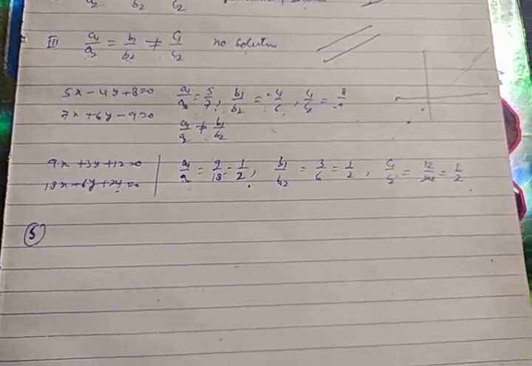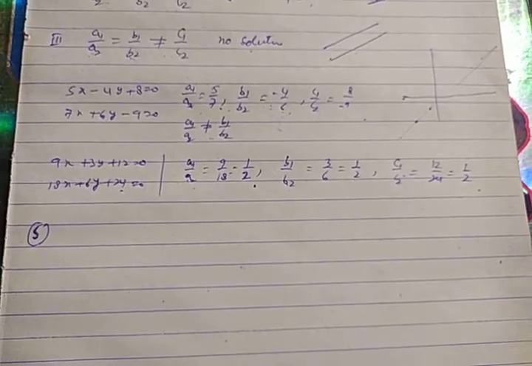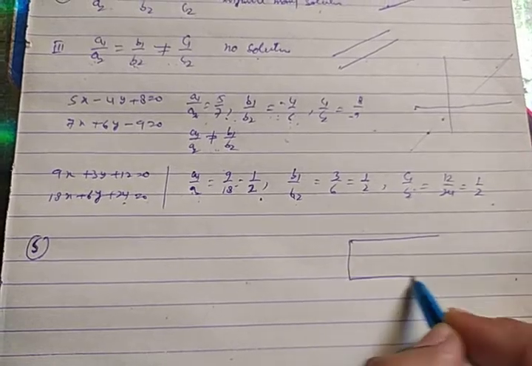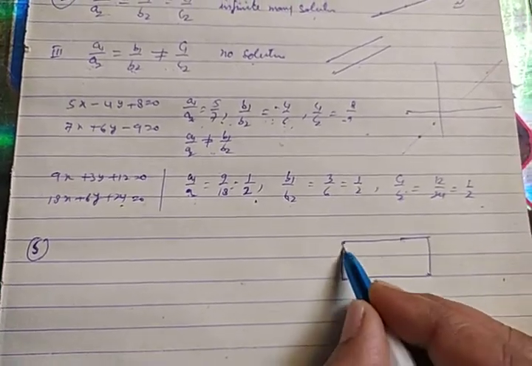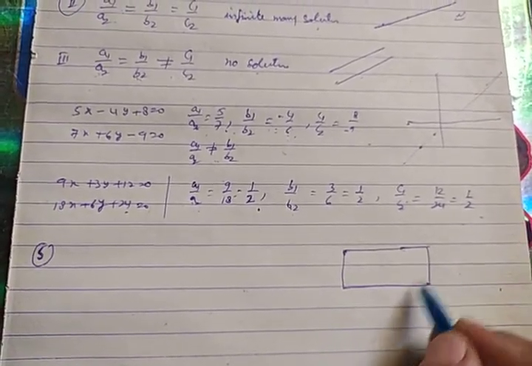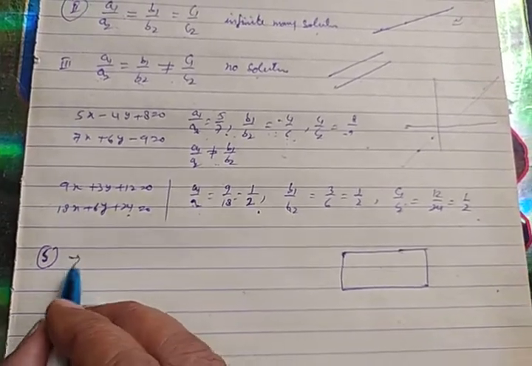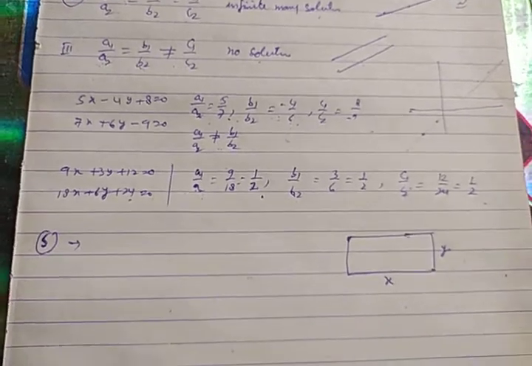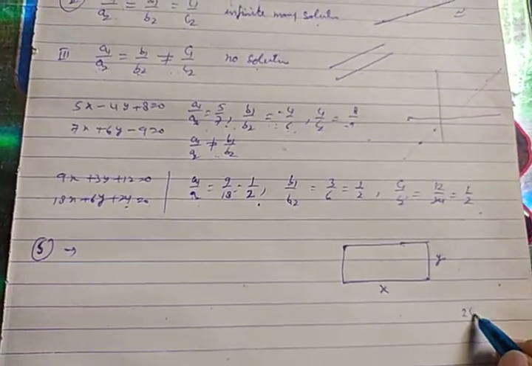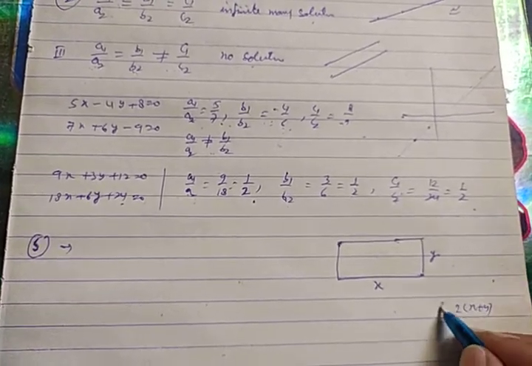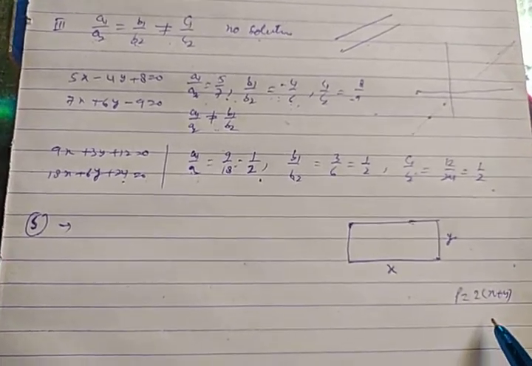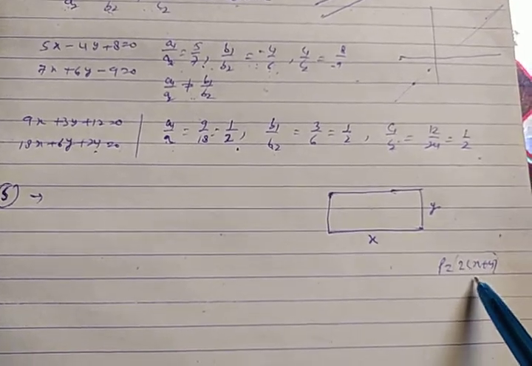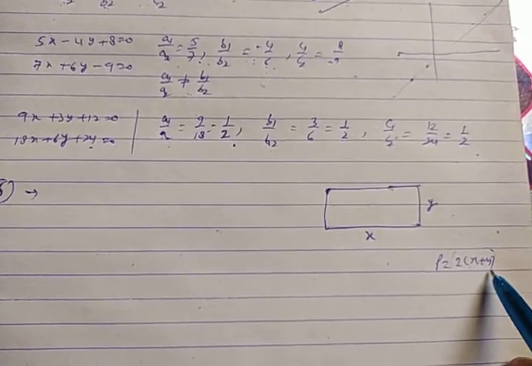The question is saying: half of the perimeter of a rectangular garden. There is a rectangular garden like this. Then the length and breadth have to be calculated. Let the length be x and the breadth be y. Now the perimeter is calculated as 2(x + y). The question is saying half the perimeter. When you do half of this, it becomes only x + y.